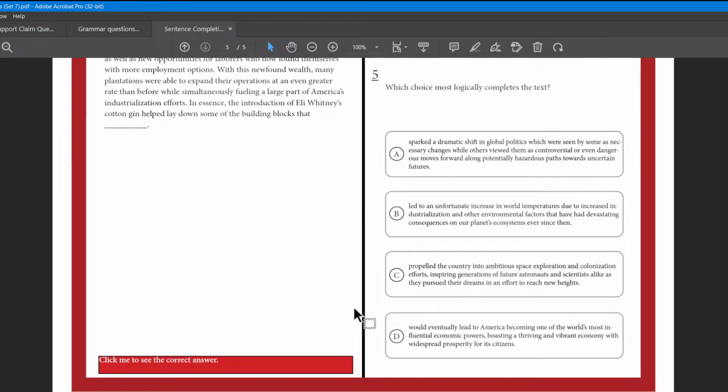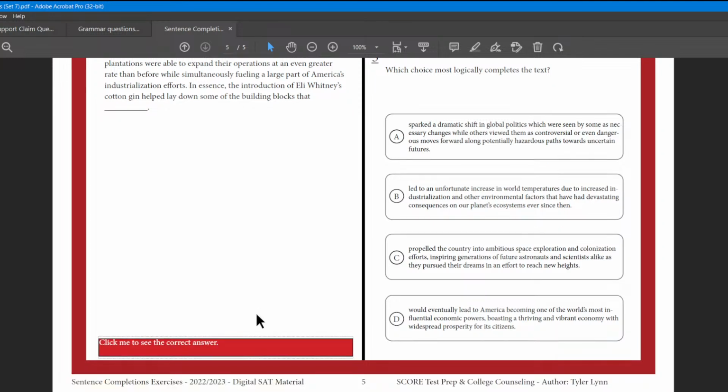Now, D, though, it says would eventually lead to America becoming one of the world's most influential economic powers. And I feel like that is a good statement. That is true. Eventually lead to. It's a good conclusion. It's good forward thinking. Wrap it up. D's your answer. Good stuff, everybody.